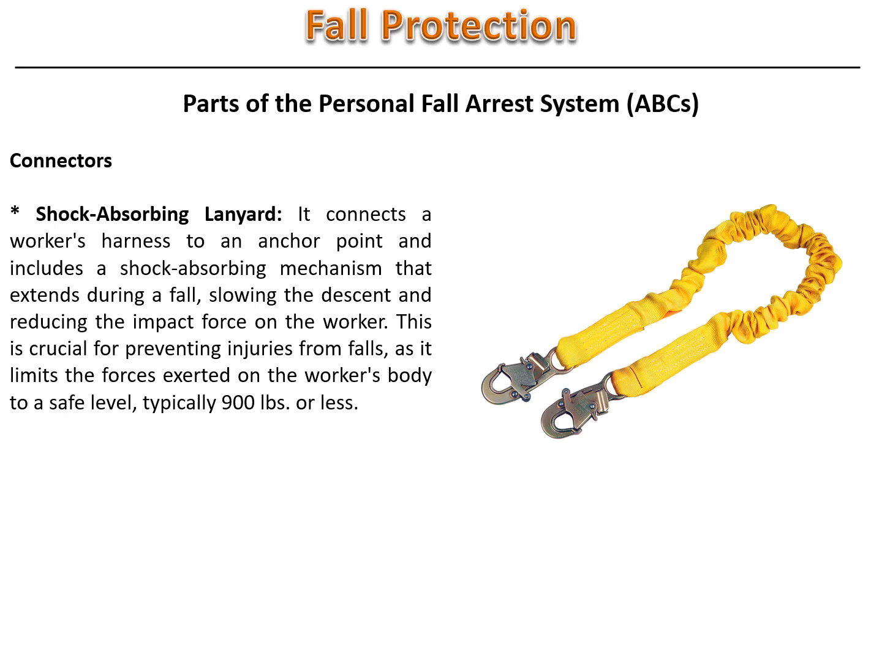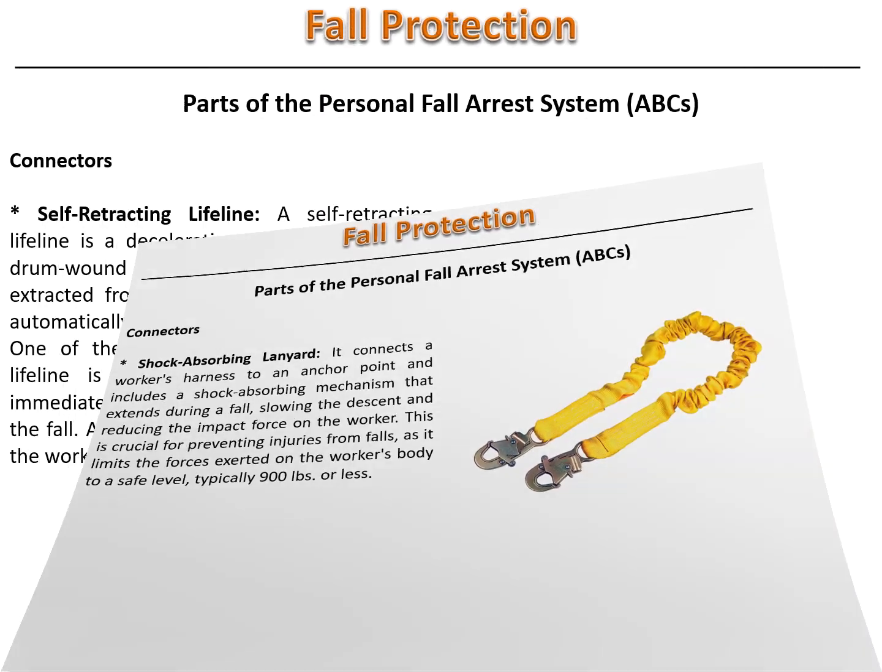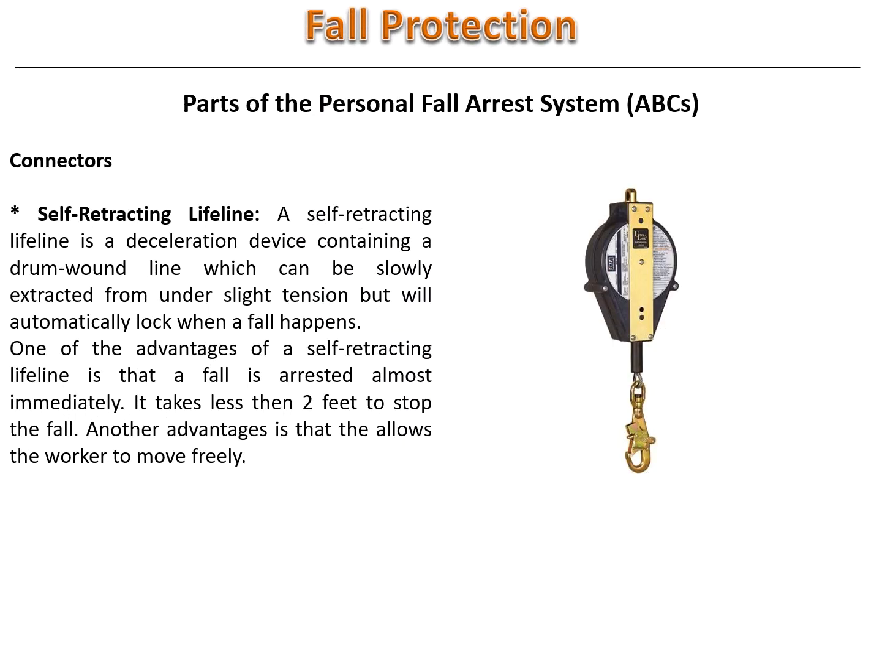Self-retracting lifeline. A self-retracting lifeline is a deceleration device containing a drum wound line which can be slowly extracted from under slight tension but will automatically lock when a fall happens. One of the advantages of a self-retracting lifeline is that a fall is arrested almost immediately. It takes less than 2 feet to stop the fall. Another advantage is that it allows the worker to move freely.